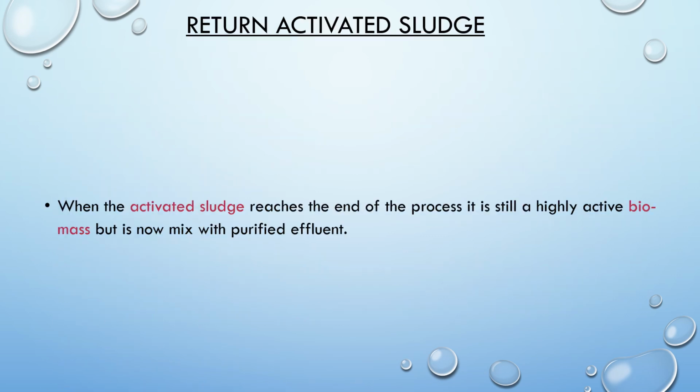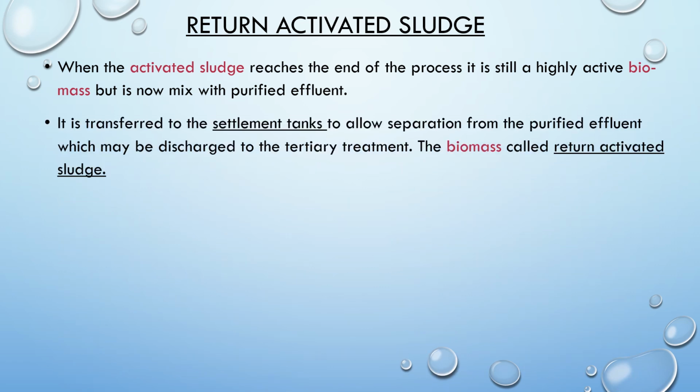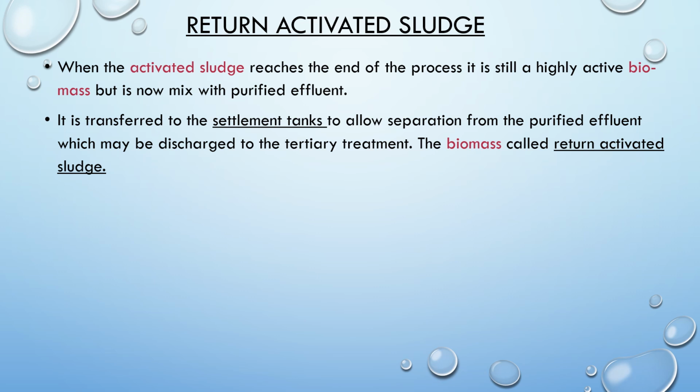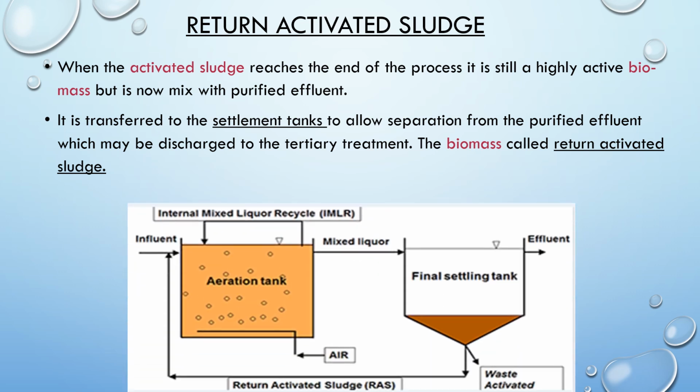Return activated sludge. Actually, the activated sludge, when it reaches the end of the process, is still a very highly active biomass, but it is now mixed with purified effluent. So it is transferred to the settling tank to allow separation from the purified effluent, and this effluent may be discharged to the tertiary treatment. So this biomass is now called return activated sludge.